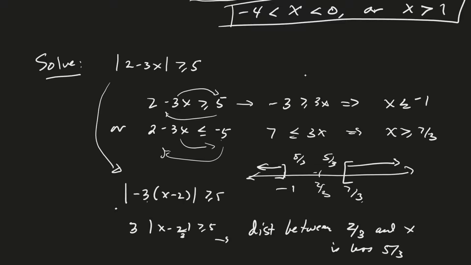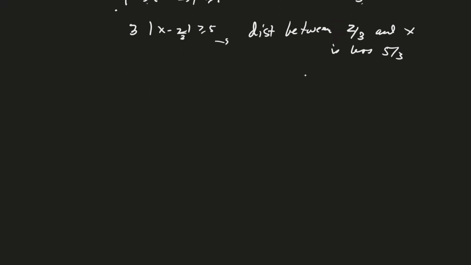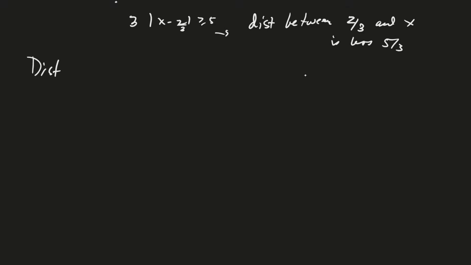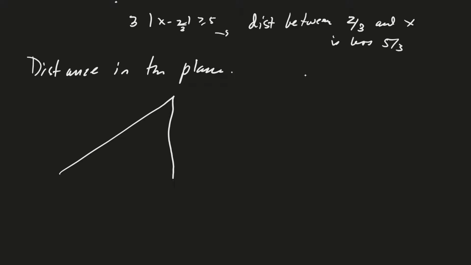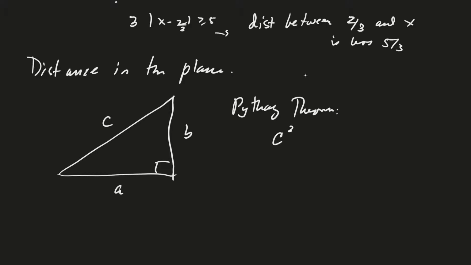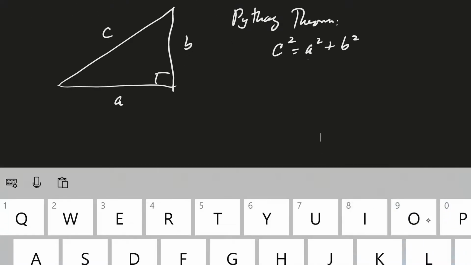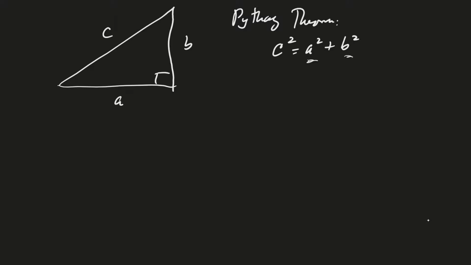Okay, enough of that. I just wanted to talk briefly about distance in general, distance in the plane. And the distance in the plane depends on the old right triangle. So A, B, C. Do you remember the Pythagorean Theorem? Of course we do. C squared equals A squared plus B squared. The sum of the squares of the two legs is equal to the hypotenuse squared.